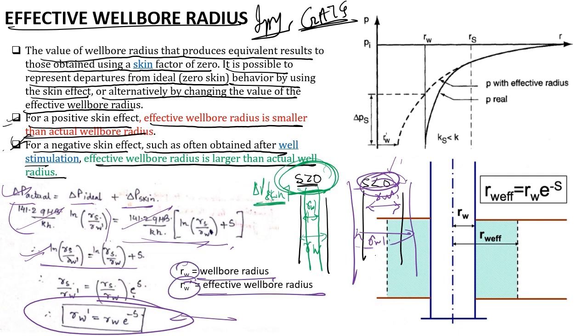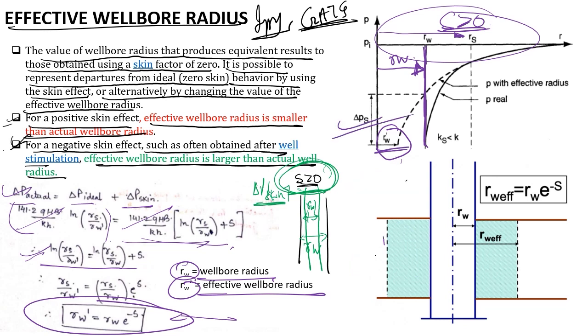Alright, now let's look at this particular figure. This figure is for the skin greater than 0 case. You can see that this rw is my actual wellbore radius, and because of skin, let's say this rs is my skin region, the radius of the skin. Because of this skin region, I am getting an additional delta P. Because of this additional delta P, my pressure profile will change and my well will act as if my wellbore radius has gone smaller.